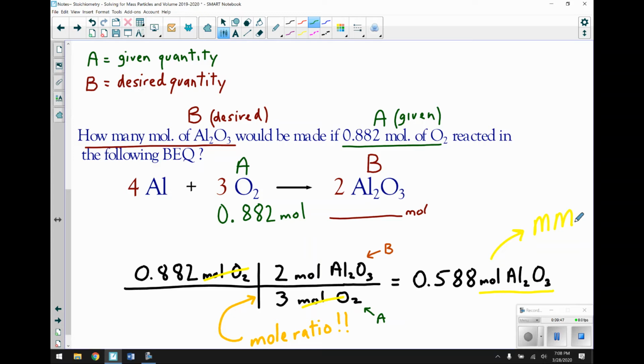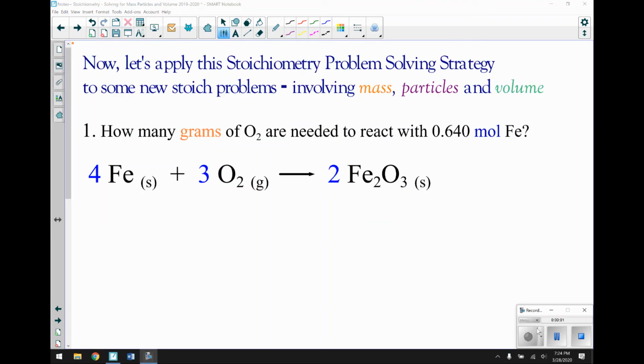So what I'd like to do now, on the next page, is go through some of those different variations in stoichiometry problems where we work with mass, where we work with particles, and finally where we work with volume. Okay, class, let's go through some sample problems that will introduce mass, particle, and volume stoichiometry. Let's look at our first problem.